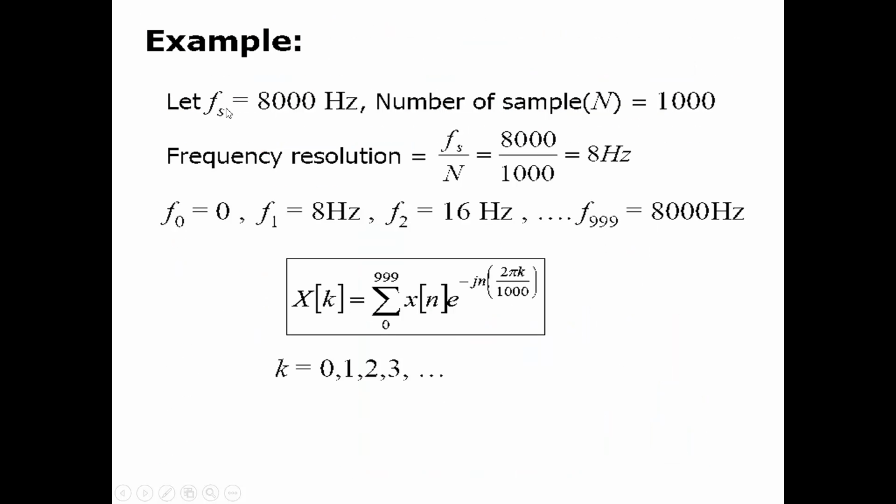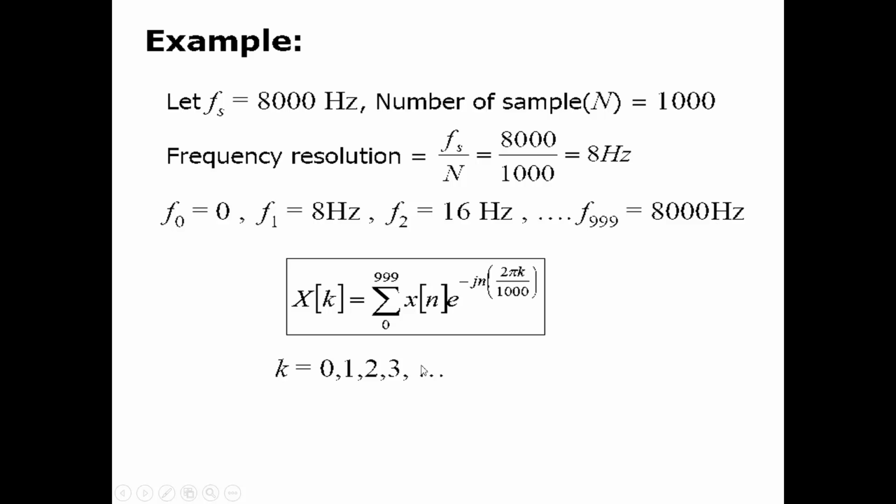For example, if the sampling frequency is 8000 Hz and the number of samples considered is 1000, then the frequency resolution will be 8 Hz, right? So first f0 will be equal to 0. The first frequency will be f1 equal to 8 Hz, which is the frequency resolution. After we apply the sampling process on the DTFT, the frequencies will be 8 Hz, then 16 Hz, and in this way 1000 points we are considering over a range of 0 to 8000 Hz.